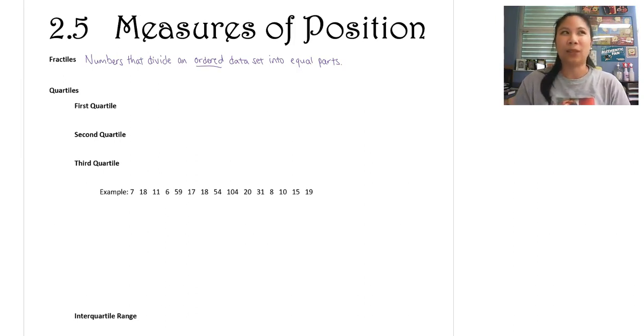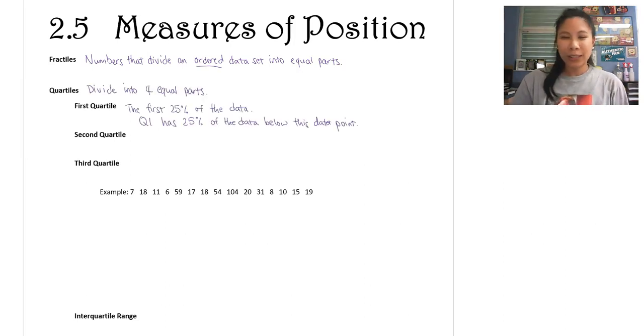The second quartile would be everything from the 25% point to the 50% point. So we actually have a name for this, Q1, to stand for the first quartile. The Q1 is going to be a number within our data set where 25% of the data is below it. So Q1 is actually the number right above it.